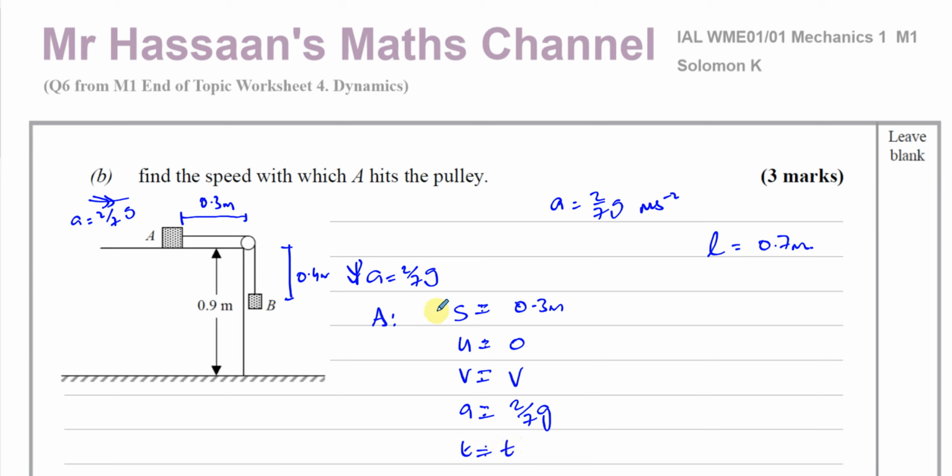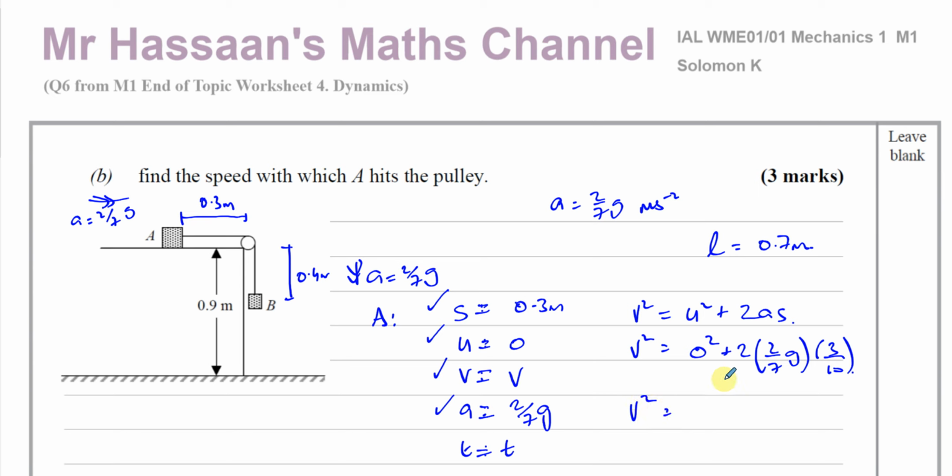So we have to find the speed with which it hits the pulley. We know it's traveled this distance, we know the initial speed, and we know the acceleration. So we can use v squared equals u squared plus 2as. So v squared is equal to 0 squared plus 2 times 2 over 7g times 0.3, which is 3 over 10. I'll write it like that because I want to simplify this. So the 2 and the 10 cancel, leaving 5. 2 times 3 is 6. So v squared is equal to 6 over 35g.